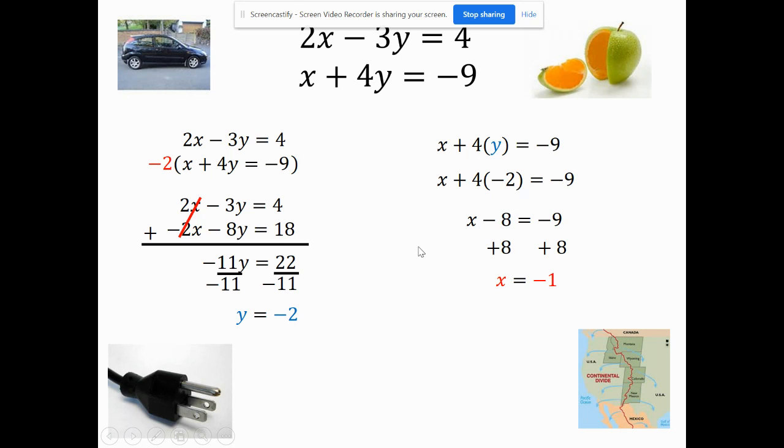So x is -1. Now the real question comes in, is the answer -2, -1, or -1, -2? And how do you know? You always write them in alphabetical order. Which comes first? X comes before y, so it'll be -1, -2. That was solving by using the elimination method.